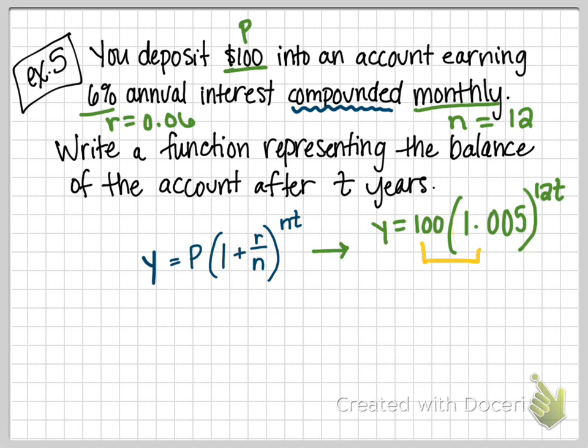Here's our function. This is as simplified as we can get it. Can we multiply these two together first to simplify this more? No, you have to do 1.005 to the 12. So no, we cannot multiply these two together because of the exponent. So don't be tempted to do that. That's not simplifying. That's getting it wrong. Okay, this is our function. So that represents the balance after T years.